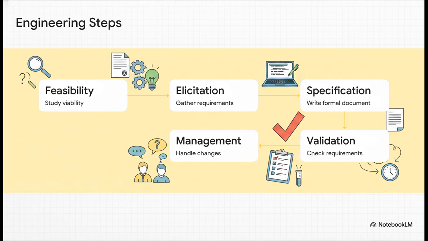Step 1, we start by assessing viability with a feasibility study. Step 2, we elicit the customer's desires and really analyze them. Step 3, we document them formally into a specification. Step 4 is validation, making sure everything is perfectly accurate.